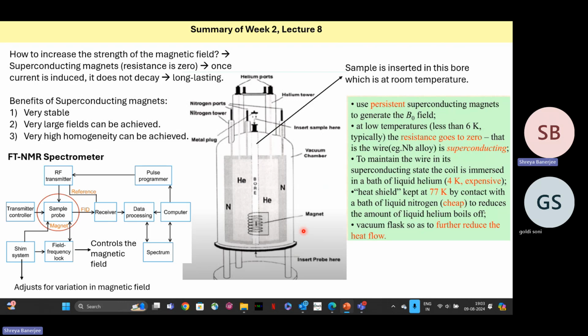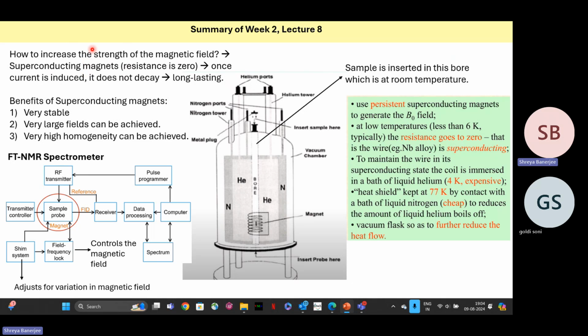Now, another thing is, how do we increase the strength of the magnetic field? What is used in the NMR spectrometers are superconducting magnets. Basically, in superconducting magnets, resistance is very low. I mean, ideally it should be zero, but actually it is a very low value. So what happens is, when the current is induced in the electromagnet, the current does not decay, and so the magnetic field is very long lasting.